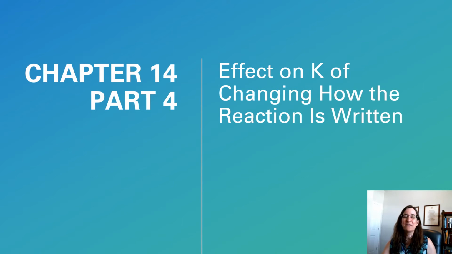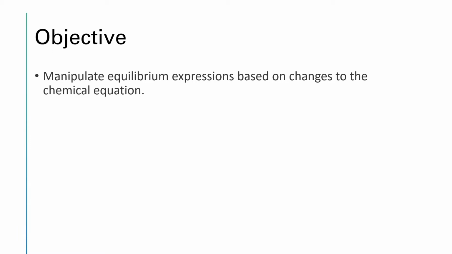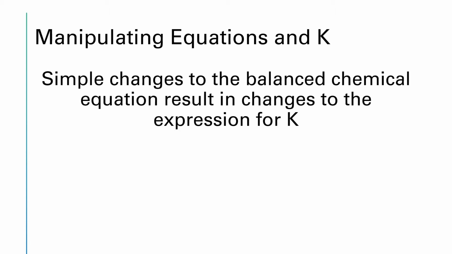Hi Bobcats! In this video we're going to see how changing the way that our balanced chemical equation is written can impact the numerical value for K. So formally stated, our objective is to manipulate equilibrium expressions based on changes to the chemical equation. Simple changes to the way that we write the balanced chemical equation result in changes to the expression for K, and that can result in changes to the numerical value for K.